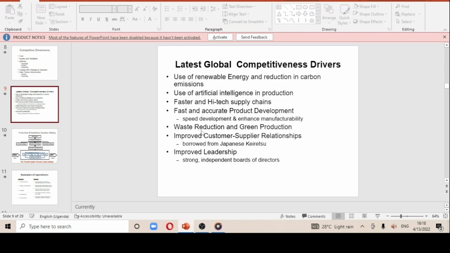Then improved customer supplier relationship, in that you're having a very well improved relationship with your customers, hence enabling you to supply them more, thus being competitive enough compared to other firms. Then improved leadership. This is the saying strong independent board of directors. So if a board of directors is independent and strong, it can make your farm prosper because of that improved leadership. So we are moving on to the production system.